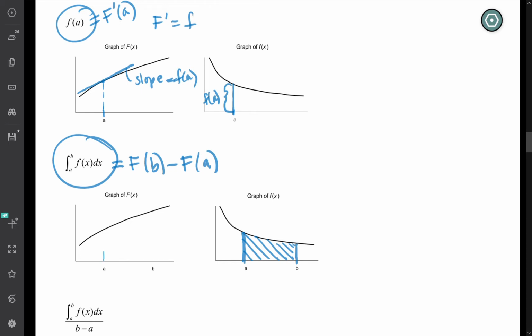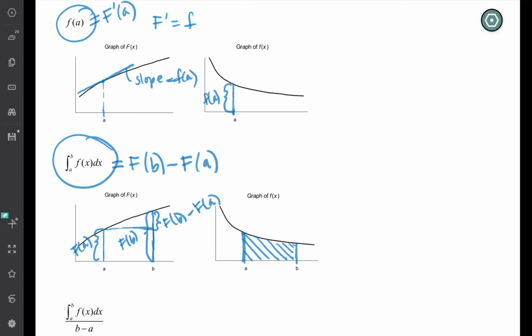So thinking in terms of graphs, big F of a is this first height, big F of b is this second height, and if we want to know the difference between the two, there's lots of ways you can draw that, but I would say the easiest way is to subtract that bottom height from this full height, and that is your difference between big F of b and big F of a. And this goes back to that net change description.